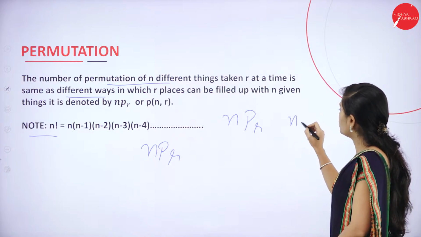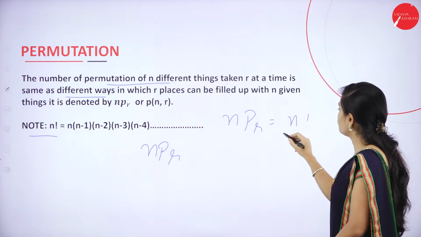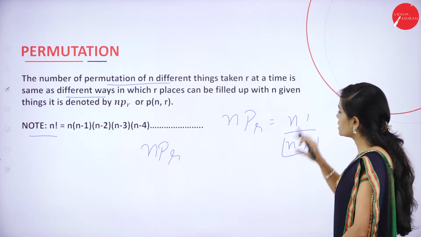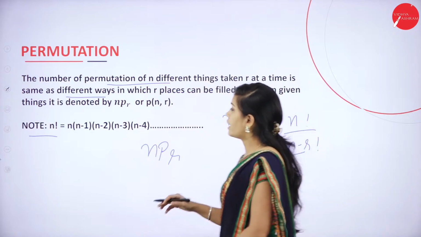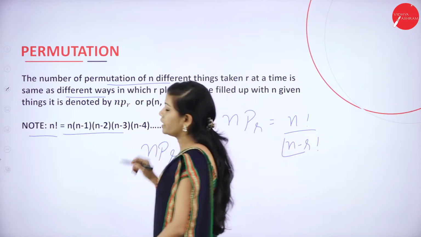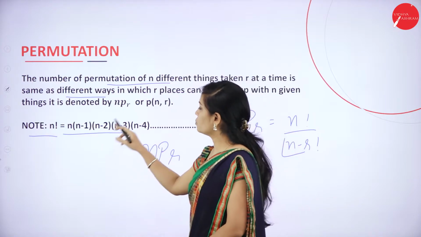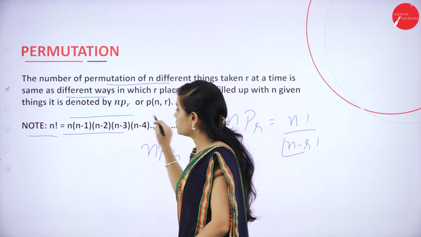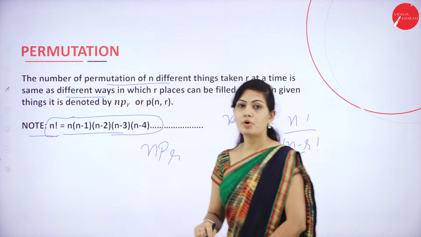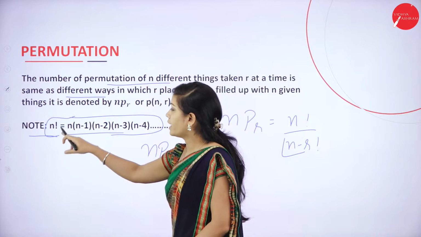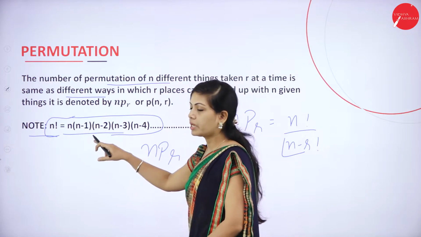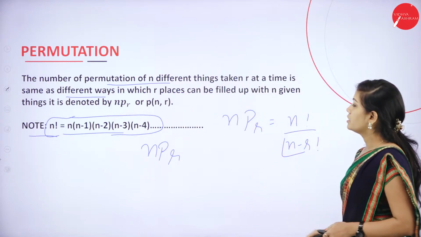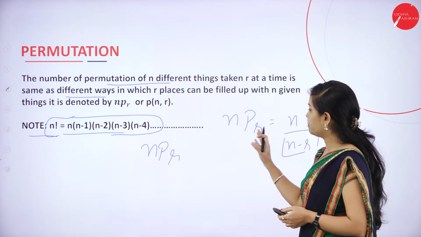Very important note. I have written the formula for nPr: nPr equals n factorial by n minus r factorial, right? What is this n factorial? n factorial is equal to n into n minus 1, n minus 2, n minus 3, n minus 4, etc. Please remember this note. It is very important for doing the problems. So, this is the formula for permutation nPr.